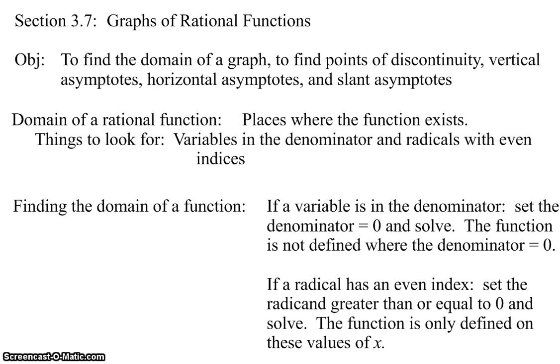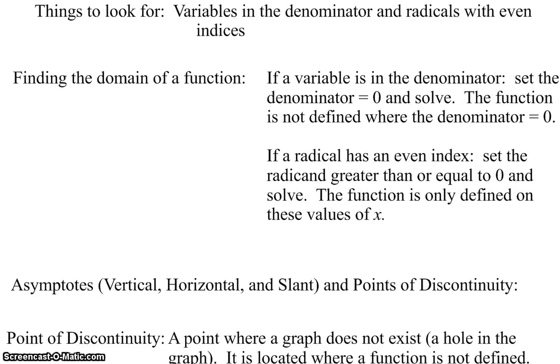The domain of the rational function is places where the function exists. Things to look for to determine domain are if there is a variable in the denominator or if there is a radical with an even index. To find the domain of the function, if the variable is in the denominator, what we'll do is set the denominator equal to 0 and solve. The function is not defined where the denominator equals 0. This would create either an asymptote or a point of discontinuity.